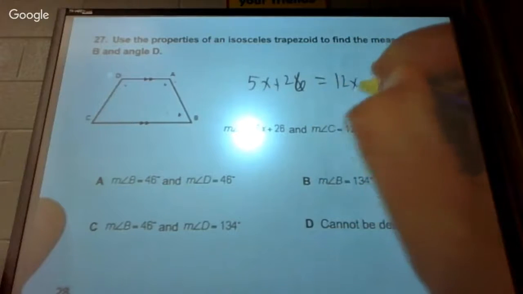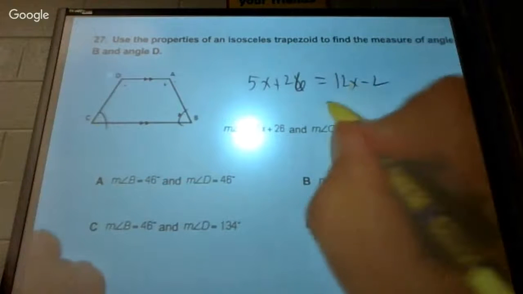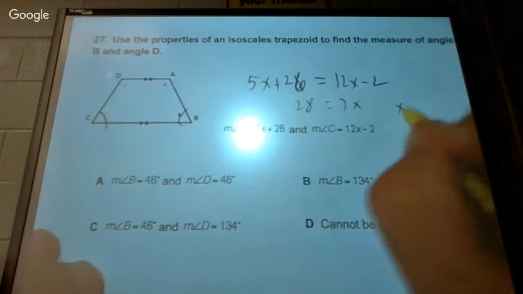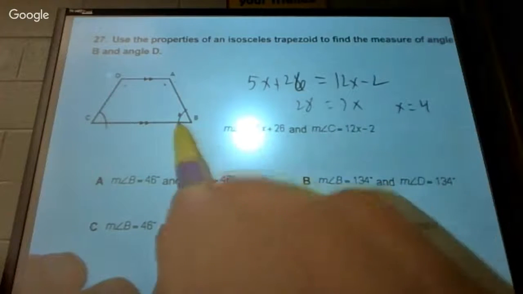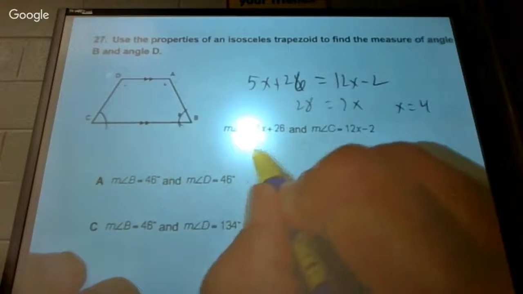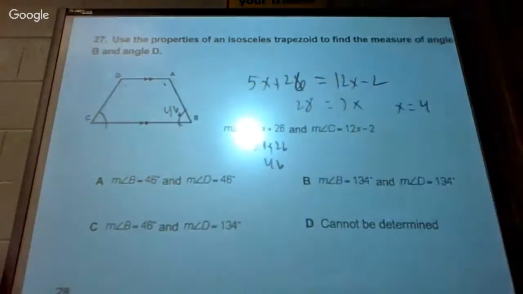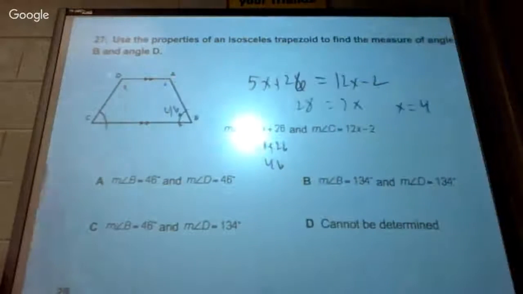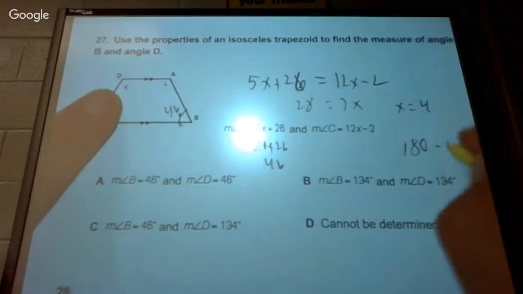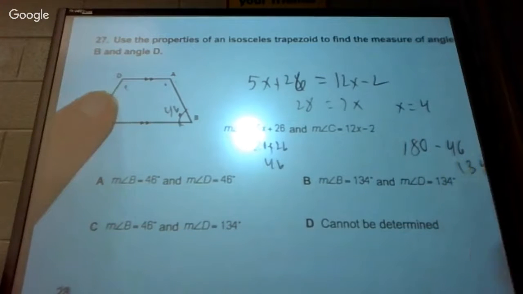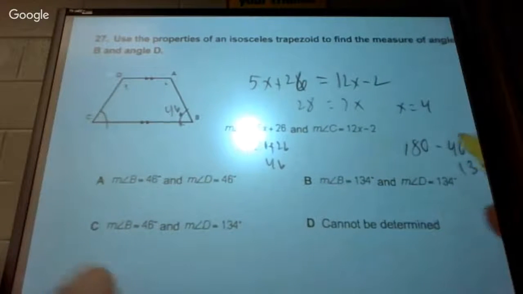Equal 12x minus 2 because these two are equal in an isosceles trapezoid. So this is 7x equals 28, so x equals 4. Well, if x equals 4, and if this one is 5x plus 26, so that's 20 plus 26, that's 46. If that one's 46, this one is 180 minus 46, which is 134. So D is 134 and B is 46. C.